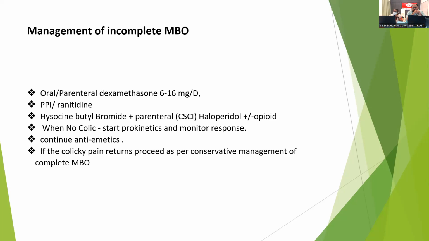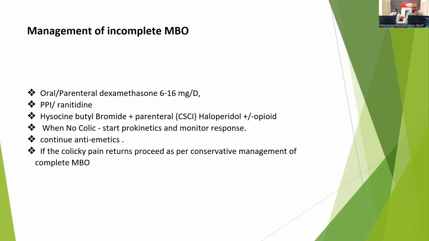Then we need an antacid. There will be increased secretion and reduced reabsorption, so there will be severe gastric juices. We need a proton pump inhibitor or ranitidine. We usually prefer ranitidine because it will reduce the intestinal secretions. It will help in reabsorption. So rather than putting a patient on pantoprazole, we would prefer to put the patient on ranitidine. Then we can go for a combination with hyoscine butylbromide or with parenteral haloperidol, with or without an opioid. Continuous subcutaneous infusion would be the ideal route of administration in case of incomplete bowel obstruction.